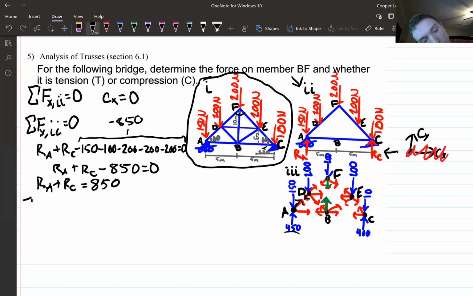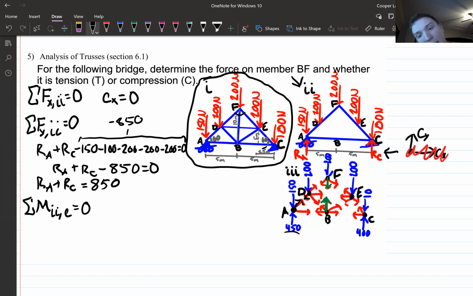So therefore, sigma of moment of the graph II at point C. Now keep in mind, all that's going to matter in this is the y direction. The way that I'm going to do that is I multiply the force going in the y direction by the distance it is from point C horizontally.